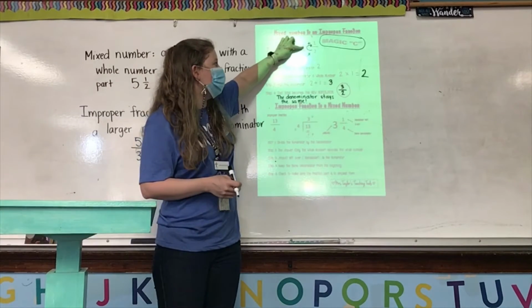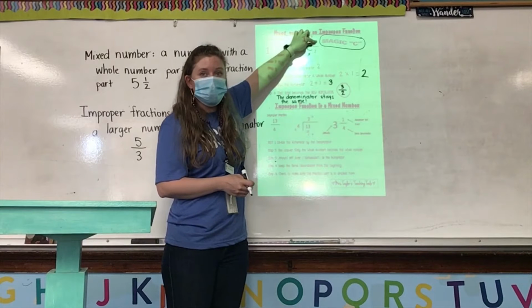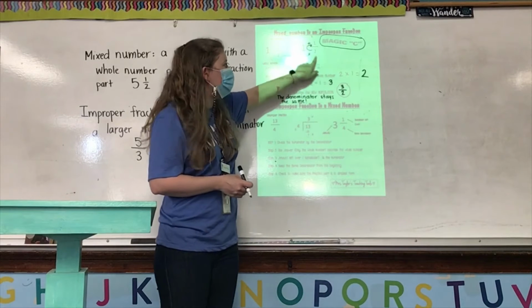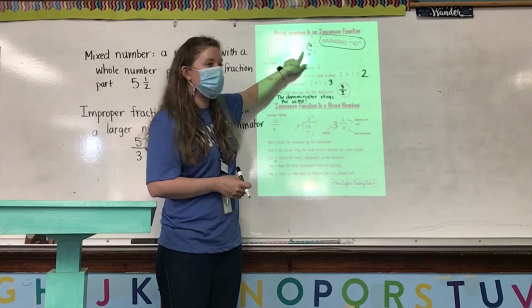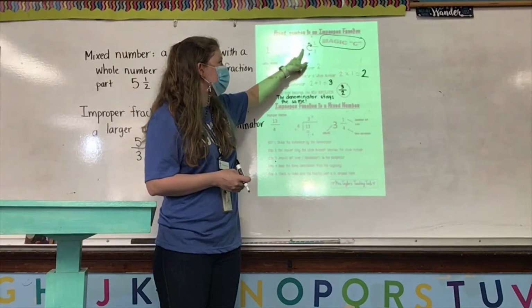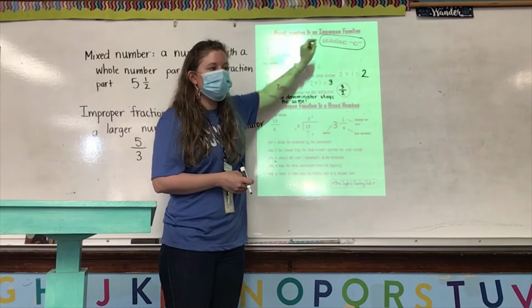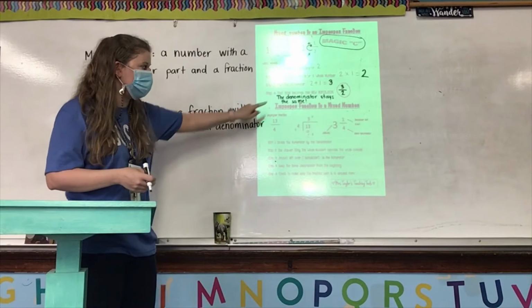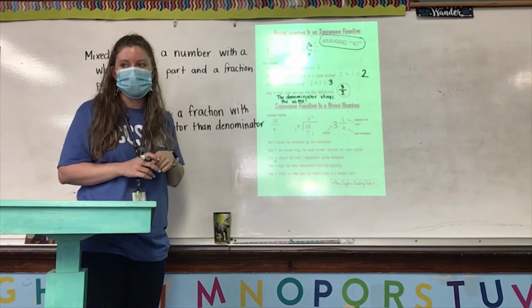Now we're not adding the whole number plus the numerator. We're adding the answer to our multiplication problem to our numerator. So 2 times 1 is 2, plus 1 is 3. So there's our new numerator. The denominator does not change.